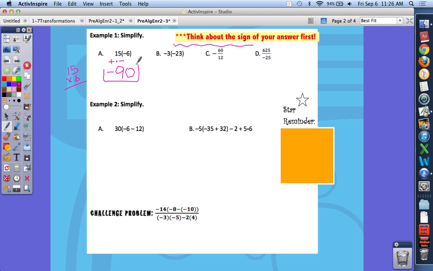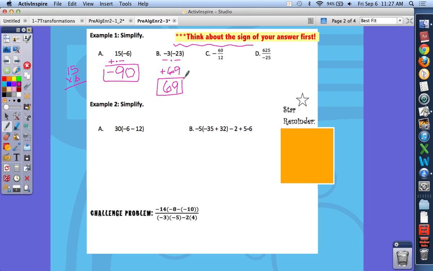What about B? In B, I have a negative times another negative. Two negatives multiplied get a positive. So we're ending up with positive. And then what's 3 times 23? Once you decide the sign, you just focus on the numbers. So 3 times 23, 69. We end up with a positive 69. You can just write the number. You don't have to put a plus sign in front of it if you don't want to.